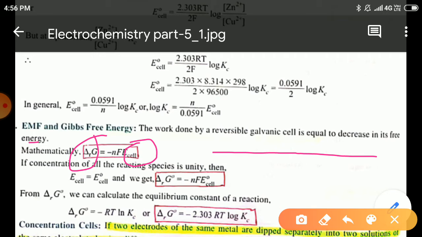If the reaction takes place at 298 Kelvin, pressure 1 bar, and the concentration of the electrolytic solution is taken as 1 molar, at that time we may use the term standard, that is, the standard change in Gibbs energy is equal to minus nF E naught cell. E naught cell is the standard cell potential.